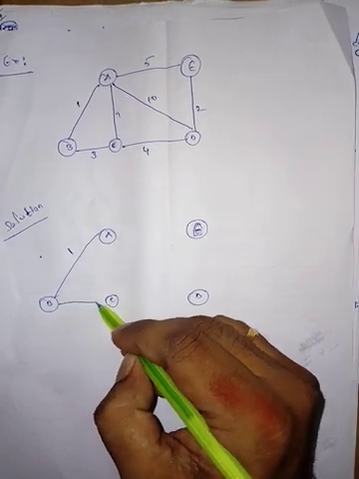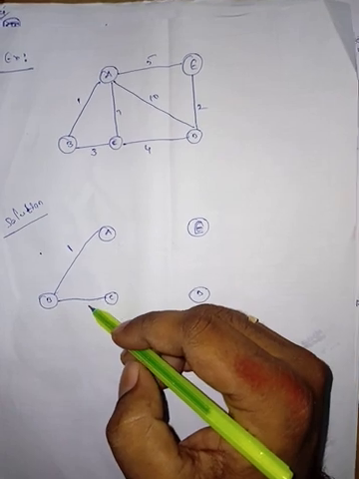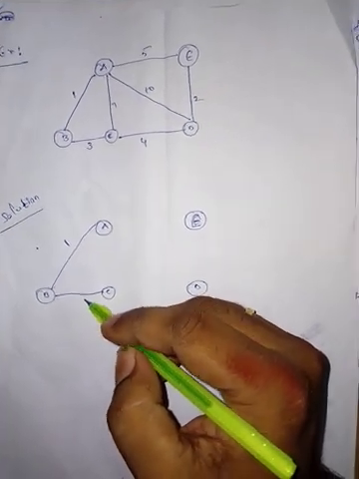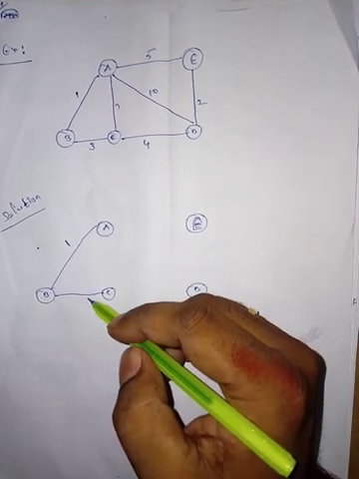Before including this one, check whether that edge forms a cycle; if so, reject it. If that edge does not form any cycle, then include it.